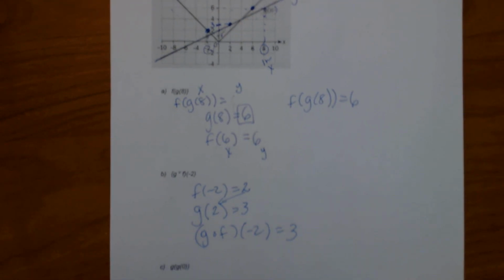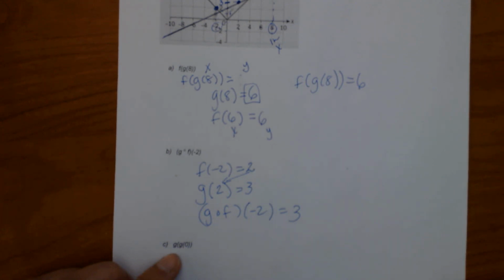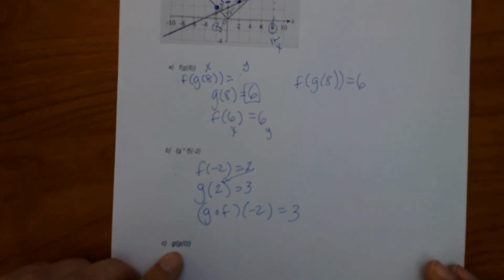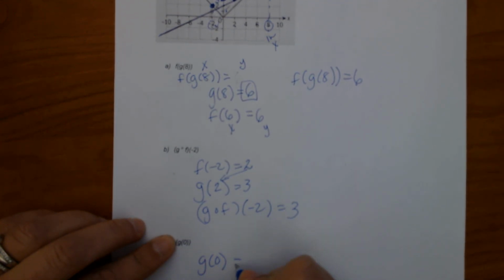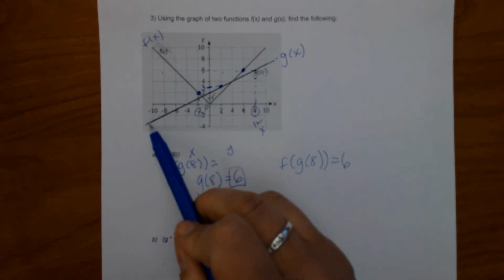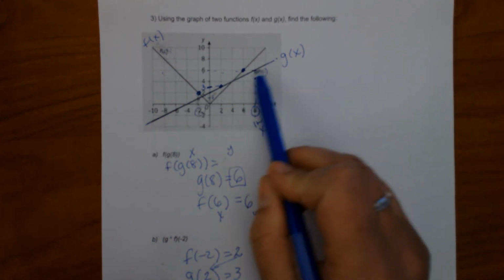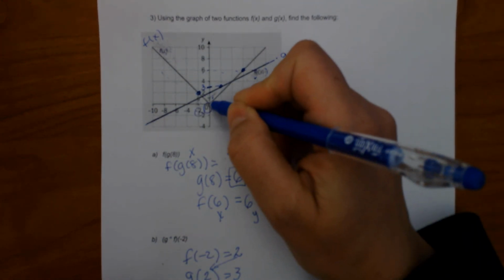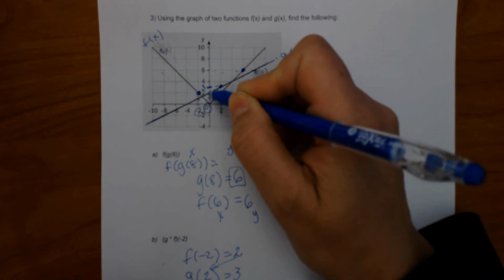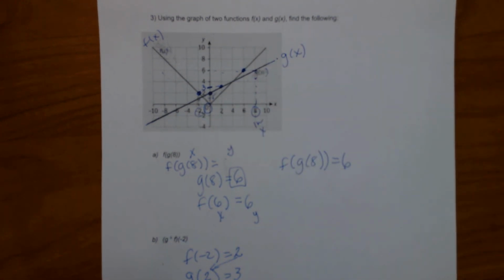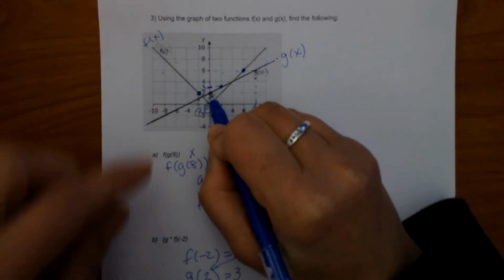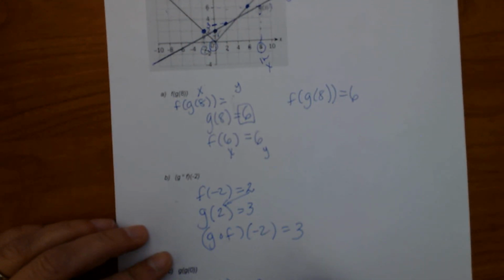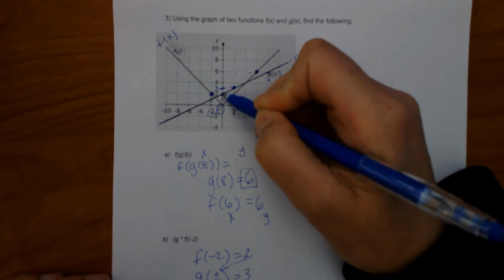Okay, and my last one. Oh, g of g of 0. Oh, geez. All right, last one. First, let's just look at g of 0. Let's go to my g function right here. I'm going to go to 0. Here's 0. Where does that go up to? That goes up to positive 2. So I just went to 0, and then I went up till I hit that g function. So I get positive 2.